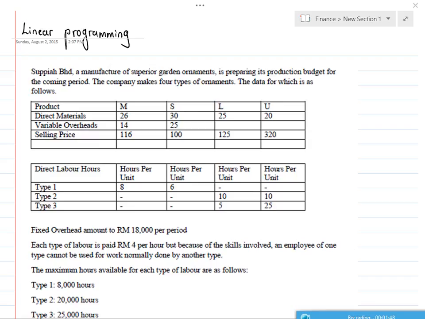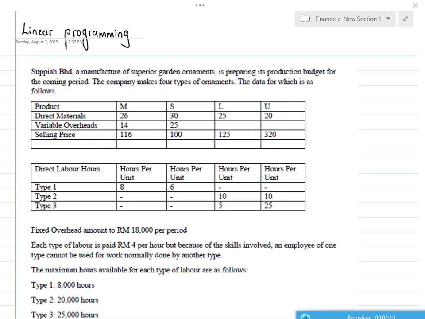Now, linear programming, the important part is you have to find what is your problem in that question. Okay, so let's start. Suppiah Brand, a manufacturer of superior garden ornaments, is preparing its production budget for the coming period. The company makes 4 types of ornaments, the data for which is as follows. So you got 4 products, M, S, L, U. So you have information of direct materials, variable overhead and selling price.